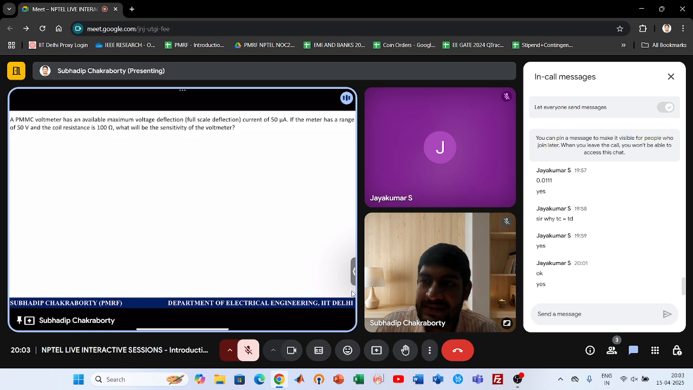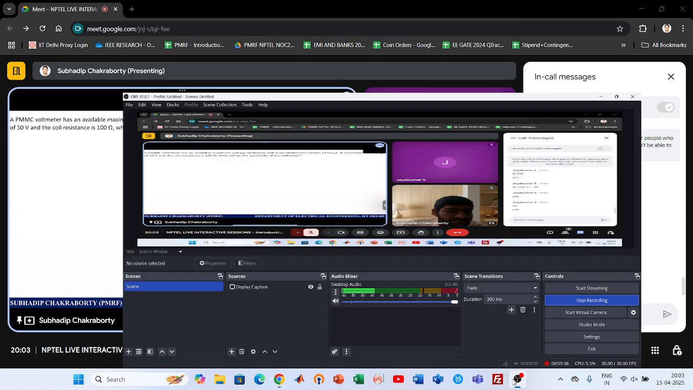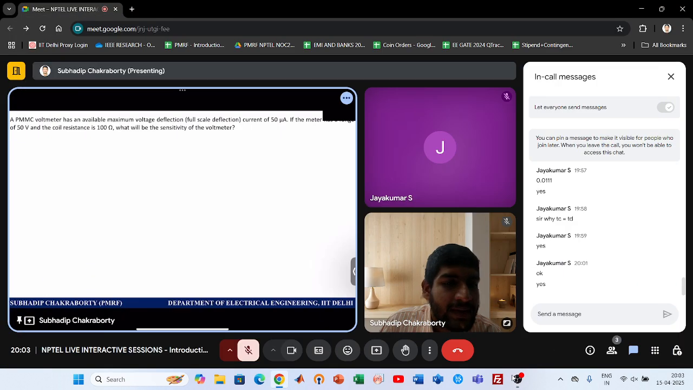So now calculate this another problem. I think you can see the problem, right? If you are able to see the screen, kindly let me know, because I cannot see it here. Just let me check whether the screen is visible. I think it is visible. I think the problem is also visible. Okay, so try the problem.